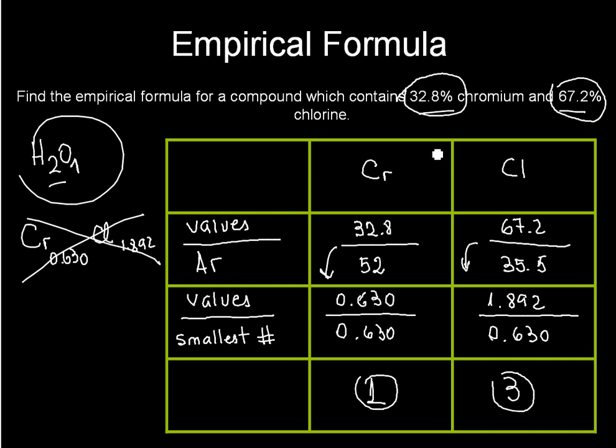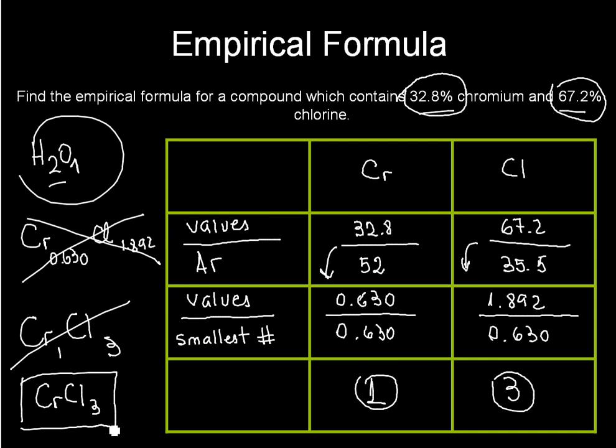So which is the formula? Chromium is going to be 1 time. And chlorine is going to be 3 times. So we don't write that like that. We put Cr, Cl3. And that is going to be our formula. Which formula? The empirical formula.